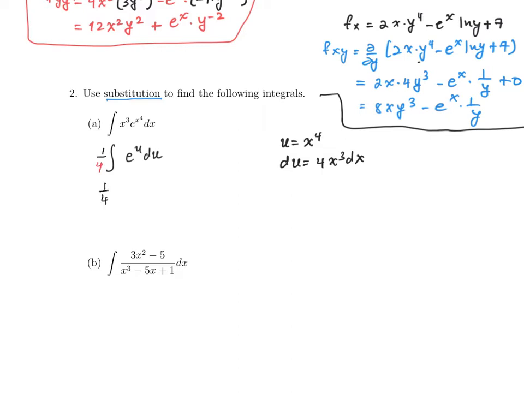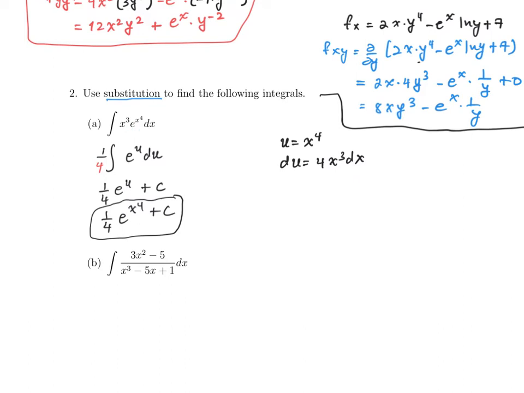Remember that the integral of e to the u is just e to the u plus c, but u was equal to x to the 4. So that's it. So this is the answer. Now you can check that this is the answer by taking the derivative. It's not required, but you should try it to make sure that you convince yourselves that this is the antiderivative of this.